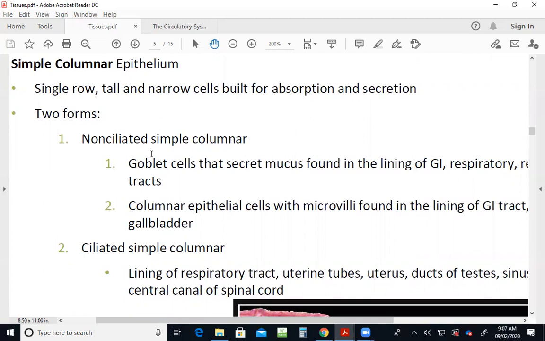Okay, simple columnar tells you that you've got a single row of tall, narrow cells, kind of like what we saw with cuboidal. A lot of absorption and secretion takes place. There are two forms, ciliated and non-ciliated. Remember, cilia are the tiny little hair-like structures that help circulate things.